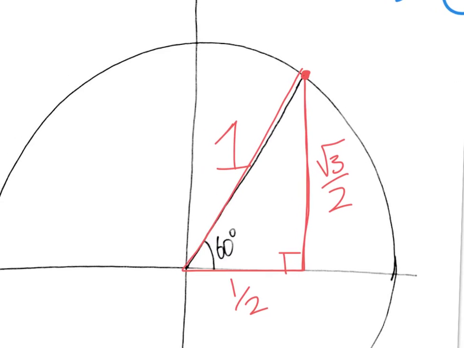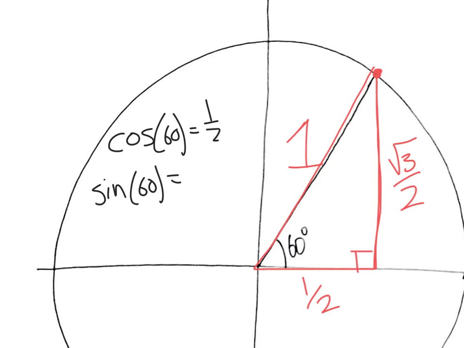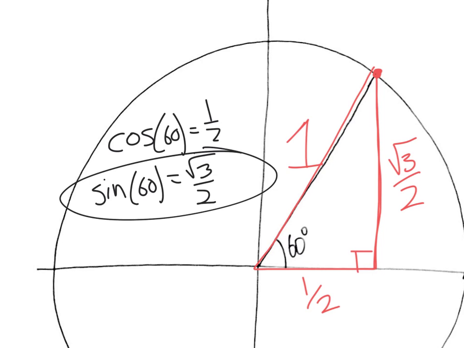So back to what we said about sine being the y and cosine being the x, we can simply say that the cosine of 60 degrees is 1/2, and the sine of 60 degrees is root 3 over 2. Is it that easy? Yes.